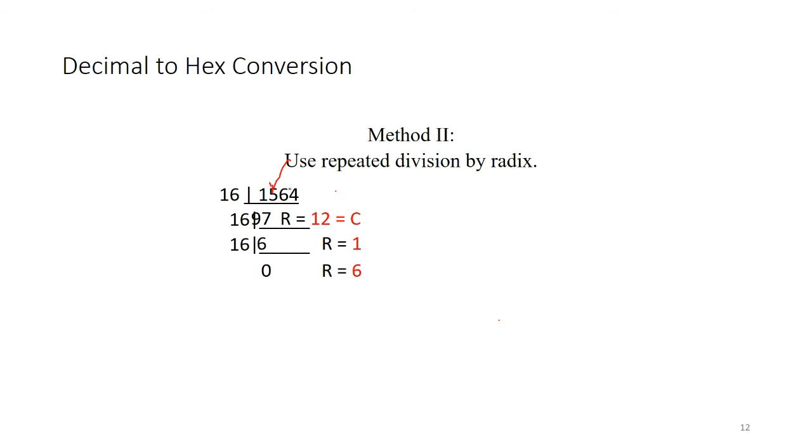12 is equivalent to which value in hexadecimal, can you tell? It's equivalent to C. There is no such number called 12 in hex, because after 9 the hex value starts off with A again. So 12 is C. As I was telling you, this 6 has to be divided again by 16. That gives us a quotient of 0 and a remainder of 6.